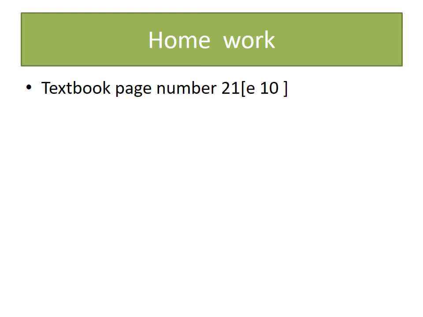Homework: the textbook page number 21. From letter E, 10th question only.